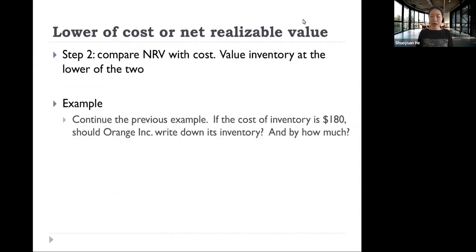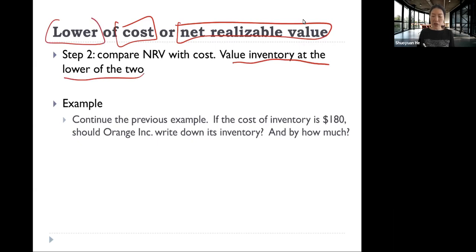And then step 2 is to compare the cost and net realizable value, and value inventory at the lower of the two. And this is the number that you are going to see on the firm's financial statement. So on the firm's financial statement, the number you are seeing is the lower of these two. It is not just the cost. It is a result of the comparison of these two.